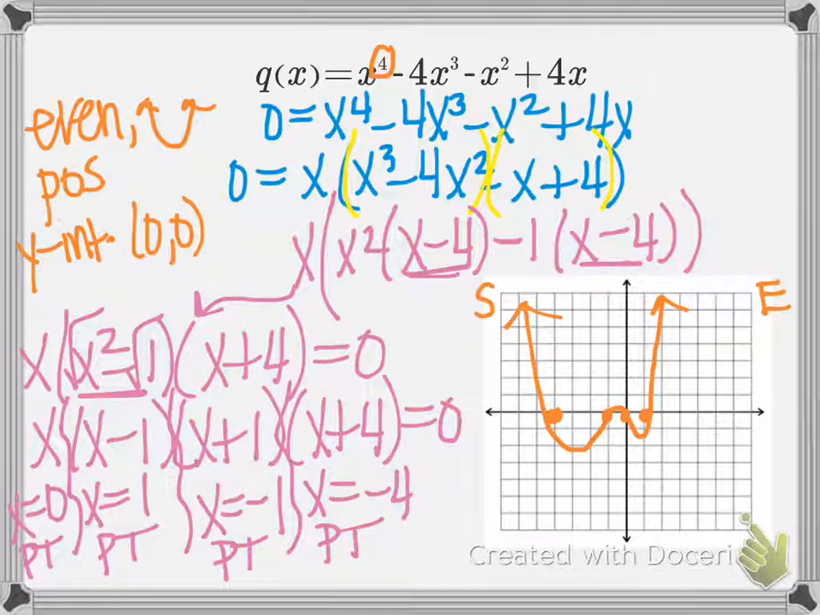Again, you can label each root behavior if you want to. You don't have to. All of these are pass-throughs. So if you want to just write little PTs here, this is not necessary. Just if you're afraid that whoever's grading is going to have a hard time telling what you have. So that's a sketch of that function.